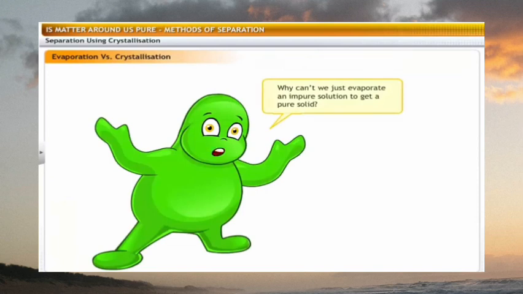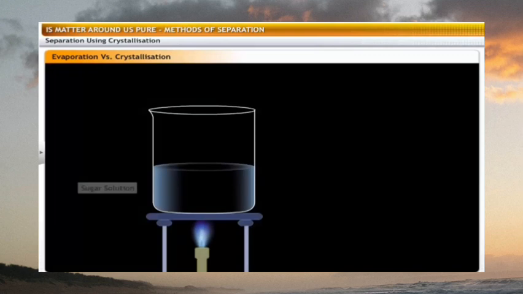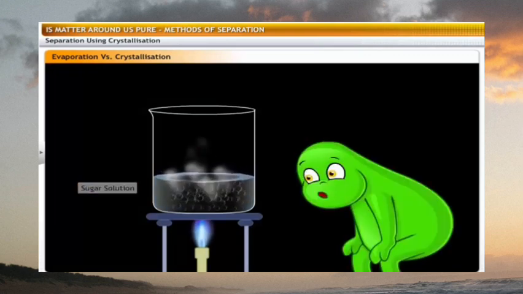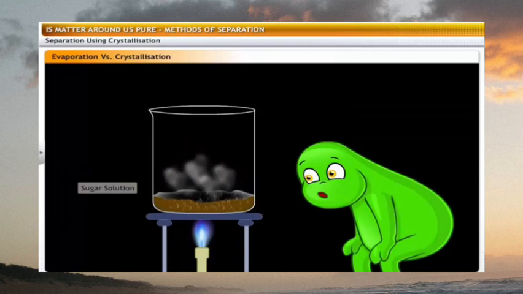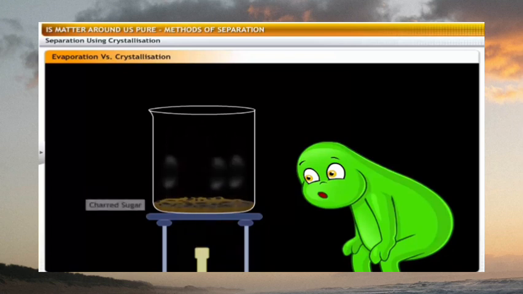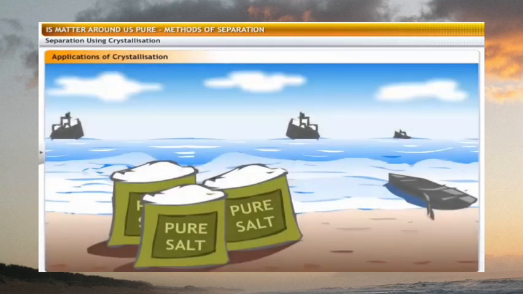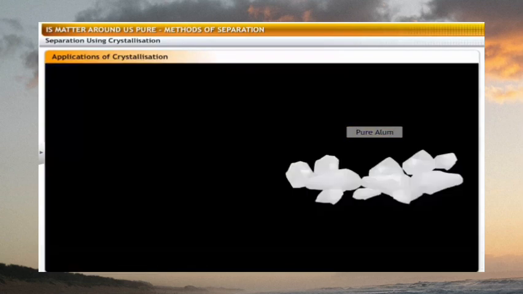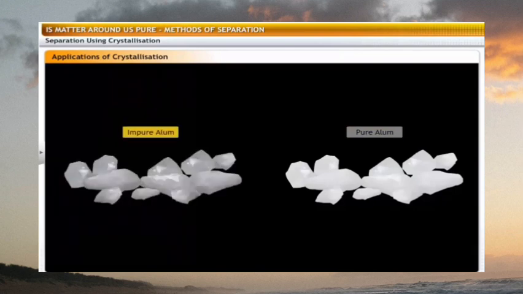Why can't we just evaporate an impure solution to get a pure solid? When you heat a sugar solution, for example, the sugar may get charred when you heat it to dryness. On evaporating the solution, the solute may still not be pure as it may contain impurities left over from filtration. This is why crystallization is a better method. Crystallization is used for purification of salt that we get from seawater, and separation of crystals of alum from impure samples.